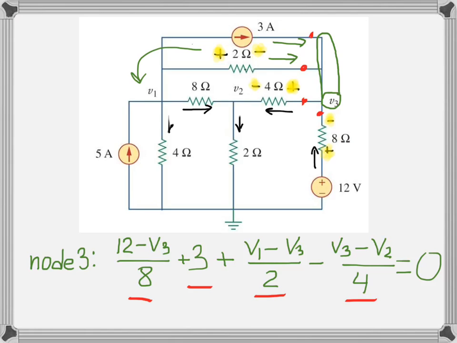So basically, this is the idea of how to write nodal equations. Once you have completed your equations, you can simplify and solve them in order to find nodal voltages V1, V2, and V3. And later, if required, you can find the current in each branch of the circuit.